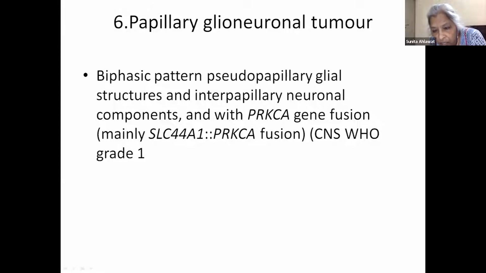Whereas, if you have a DNET, the floating neurons of DNET are NeuN positive, but the ganglion cells in ganglioglioma will be NeuN negative. They will be positive for CD34. CD34 marks the dysplastic or neoplastic ganglion cells. So I can continue now.